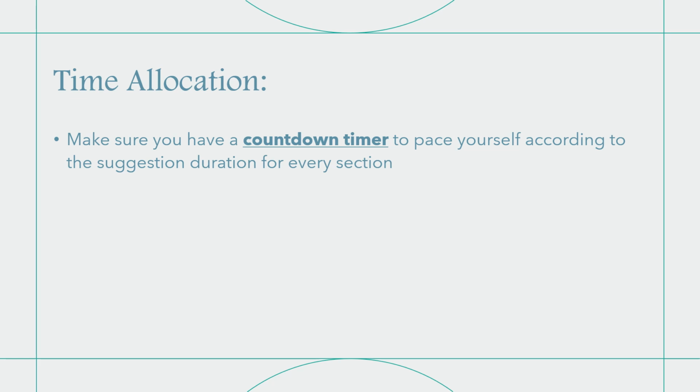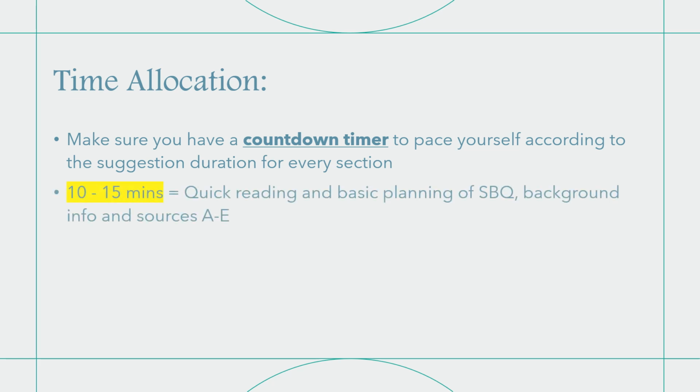Time allocation. Now, what is this about? The first thing that you need to know is to make sure you have something that helps you to monitor the time taken to do your work. If you don't have a clear view of the clock in the classroom, I suggest you bring a timer on your watch so that you can time yourself and pace yourself to make sure that you do not overshoot the duration allocated for each section.